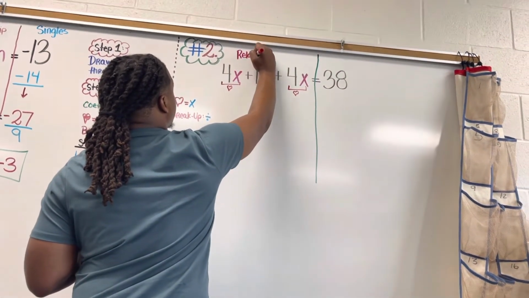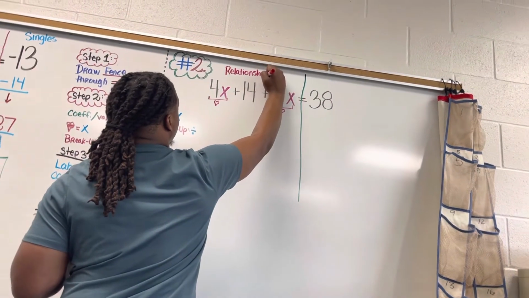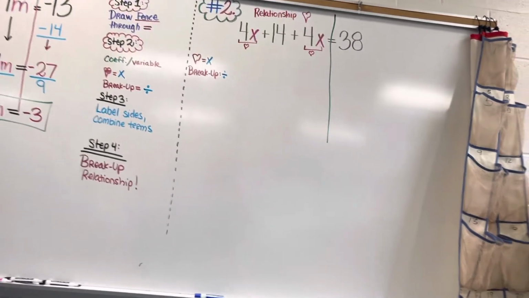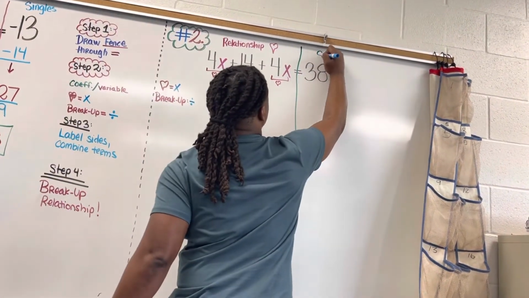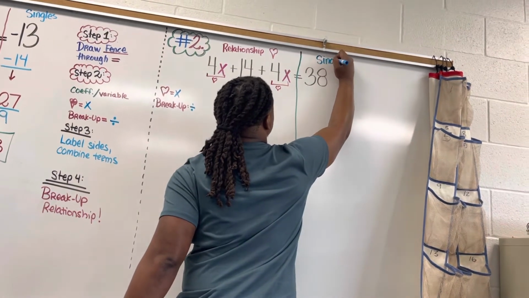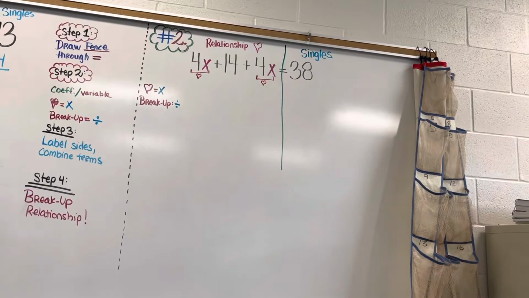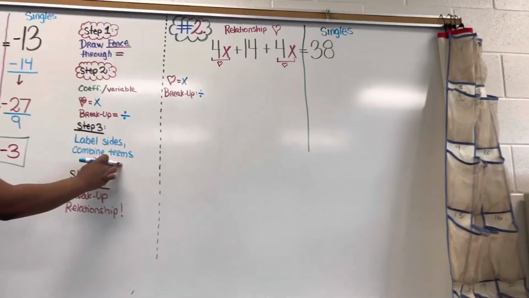Because remember, the relationship is the operation between the coefficient and the variable. So I just like to call that the relationship side. And if that's the relationship side, the opposite side, which is the right side, has to be the single side, where all the single numbers go. Okay? So now, once again, we labeled the sides and we got to combine like terms.